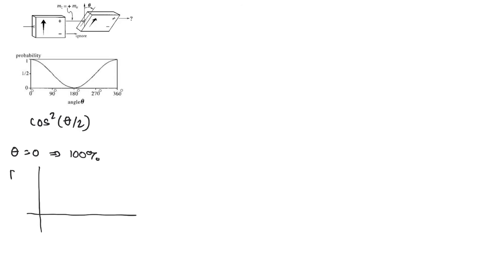Incidentally, we can build up some intuition for this cosine squared theta over 2 equation in the following way. Given that we know that we want the probability to be 100% at theta equals 0, so we know that at theta equals 0, we need 100% transmission probability. We might start out by thinking maybe the probability would be given by cosine.